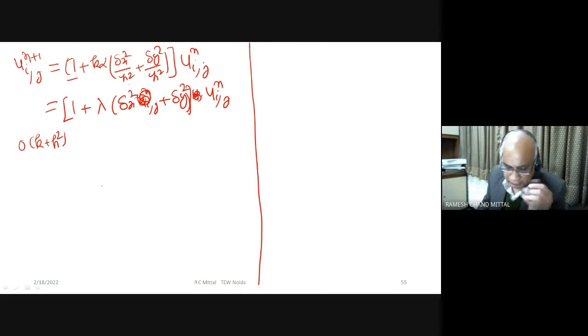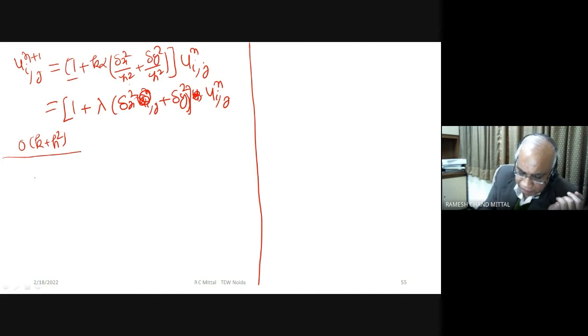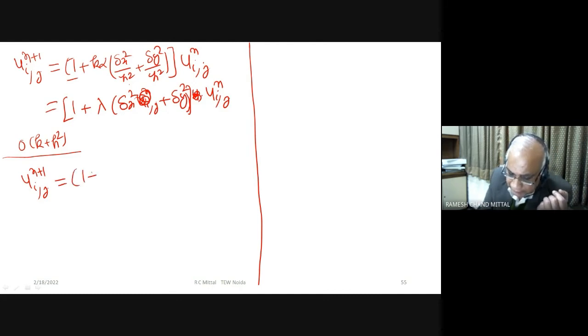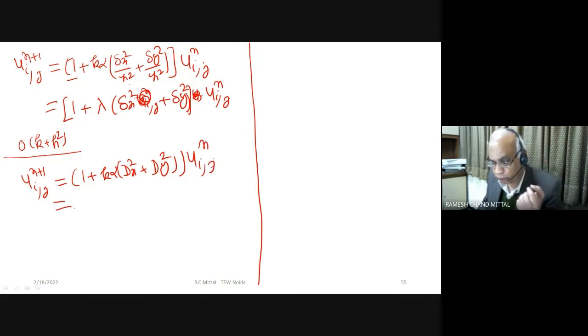Now friends, if you are interested in this subject, pay a little attention to what I am saying, because I am saying something differently now. So if I write this as follows, u_ij^{n+1}, because my operator was 1 plus k alpha delta x² plus delta y² applied to u_ij^n. Those who are interested may pay attention, please.